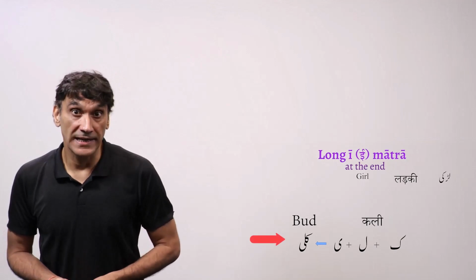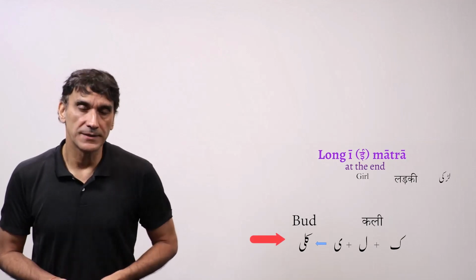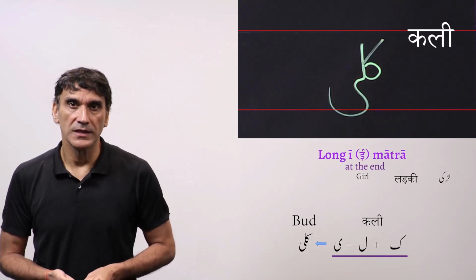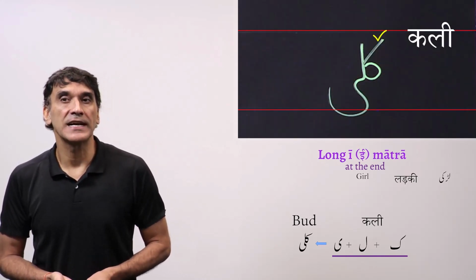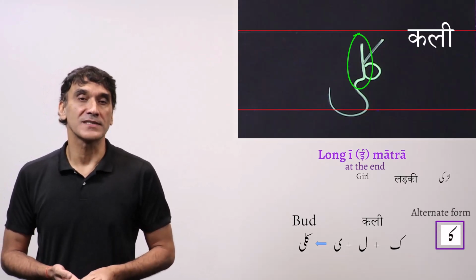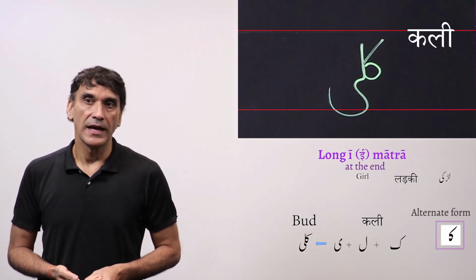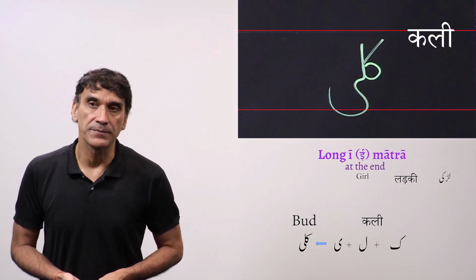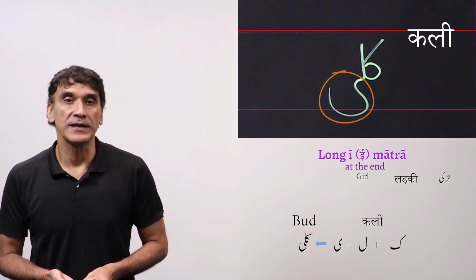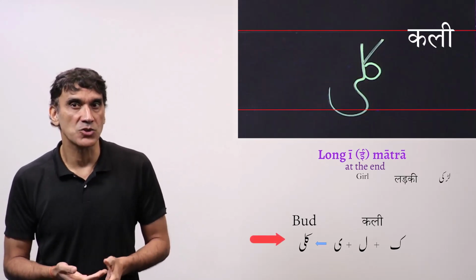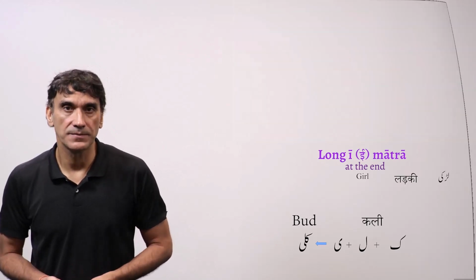The next word is kali, meaning a bud, a flower bud. The spelling is kaf plus lam plus choti ye. So you write kaf as initial letter and then connect it to lam. Kaf in this case will take the alternate form because the next letter is lam. And lam will take the medial form because it is in between kaf and choti ye. The final letter choti ye will take the final form. So, kaf plus lam plus choti ye, kali, kali.